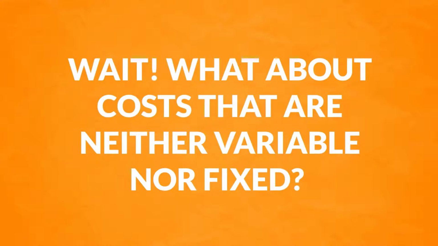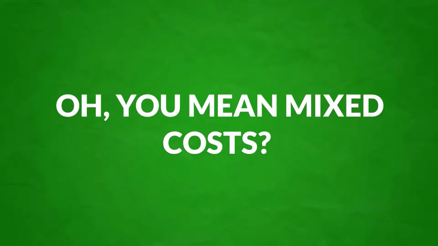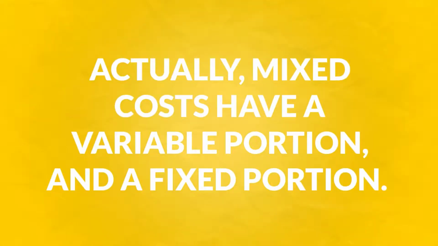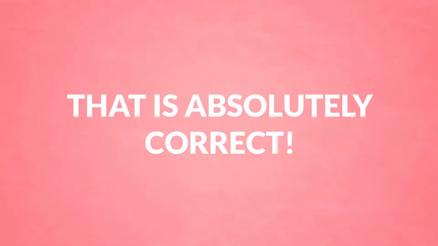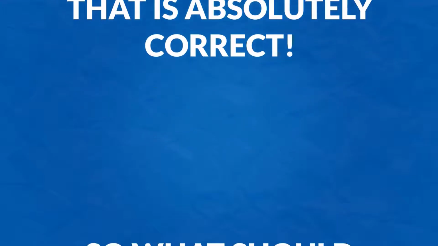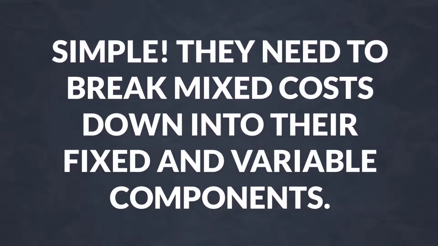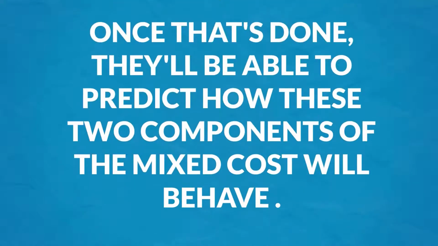Wait, what about costs that are neither variable nor fixed? Oh, you mean mixed costs? Actually, mixed costs have a variable portion and a fixed portion. But won't managers find it difficult to predict how mixed costs will behave? That is absolutely correct. So what should managers do? Simple, they need to break mixed costs down into their fixed and variable components. Once that's done, they'll be able to predict how these two components of the mixed cost will behave.